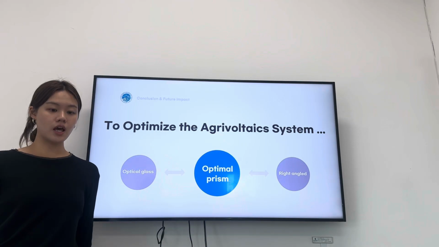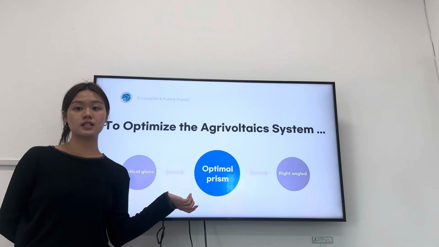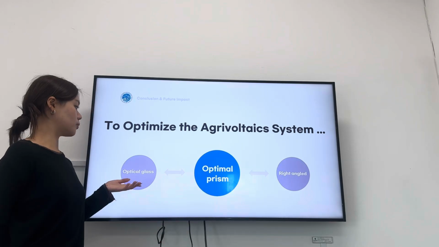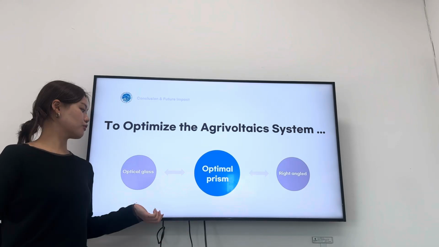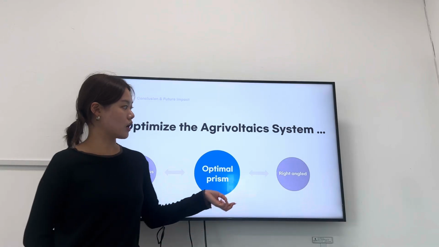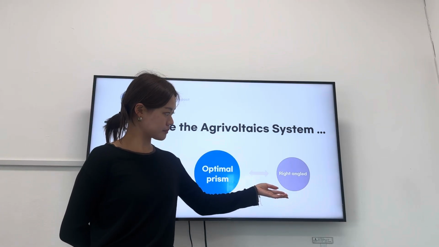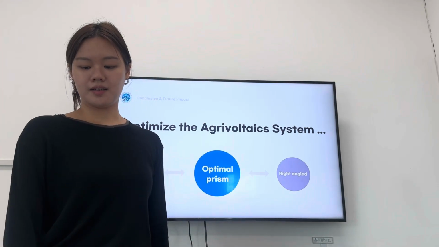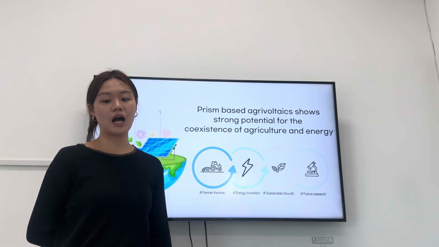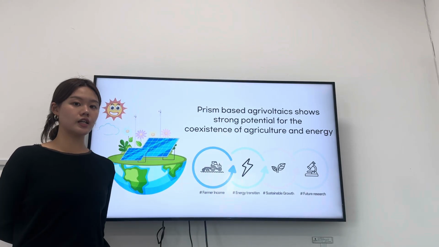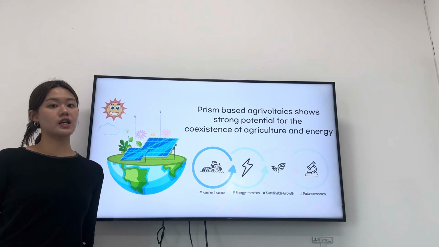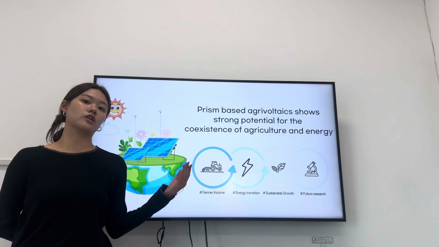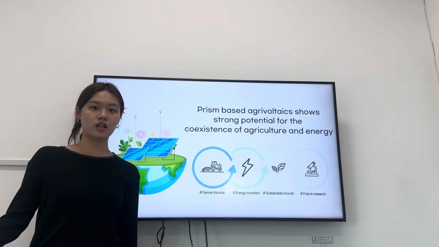In conclusion, to optimize agrivoltaic systems, we found that the optimal prism should be made of optical glass, which has a high refractive index, and a right-angled prism, which gives a lower shading rate. Our project is still in an early stage, but prism-based agrivoltaics shows a strong potential for the coexistence of agriculture and energy.